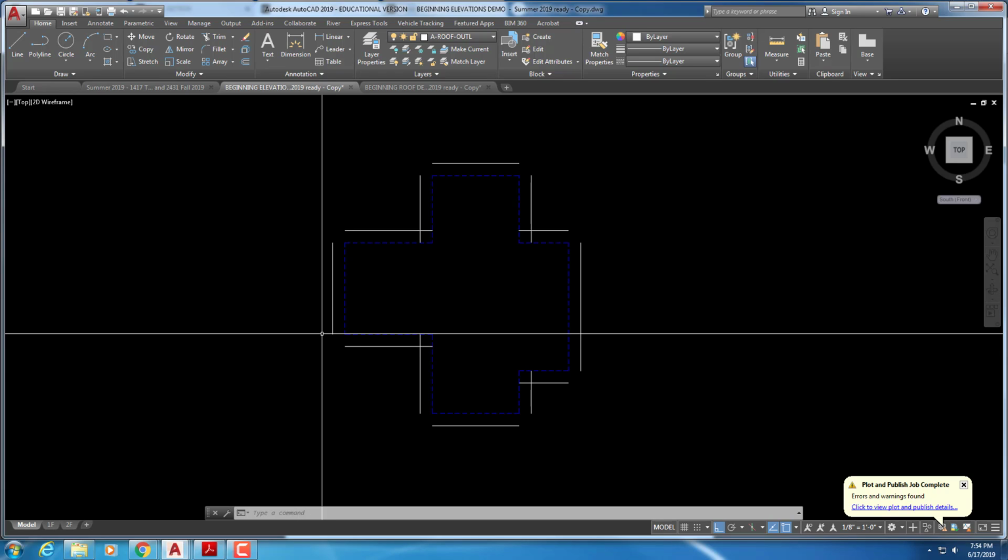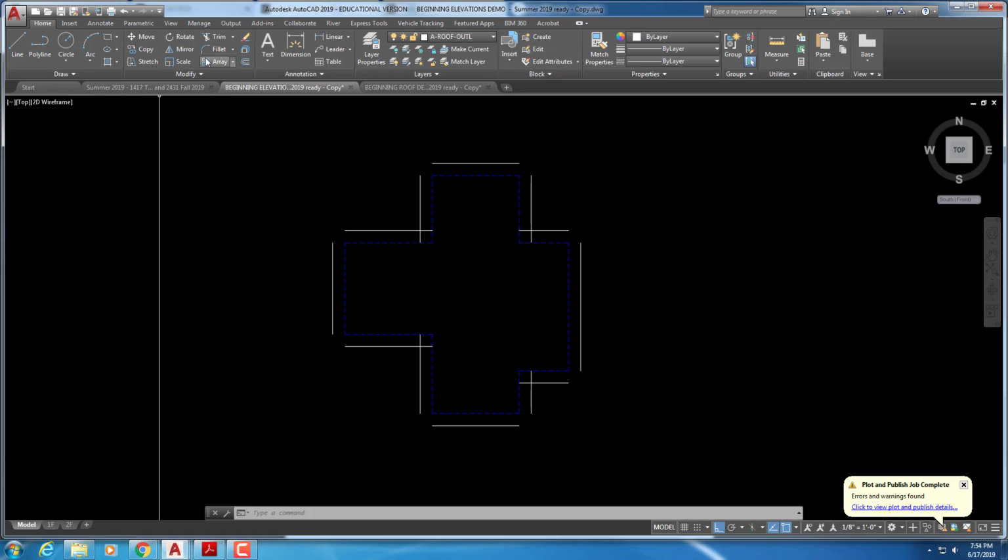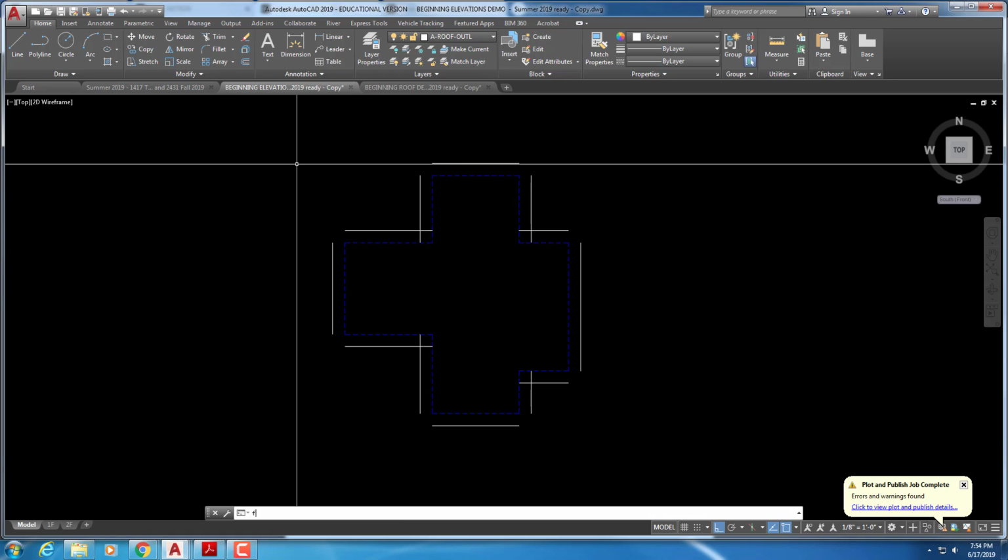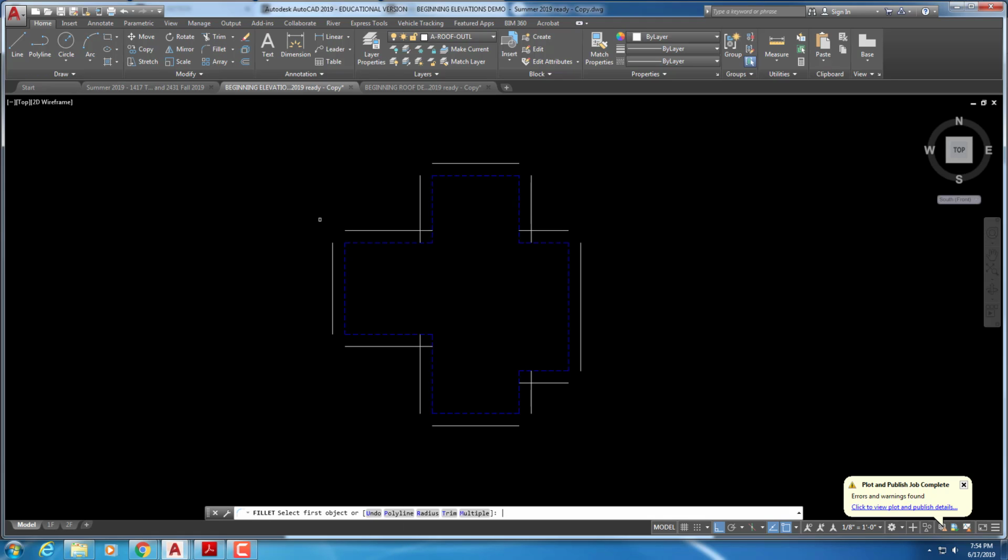Then we're going to come back and fillet those lines together. It's either this or type in F. I want to type in M after that so you can keep going with the command. We're basically creating the roof for the second floor.